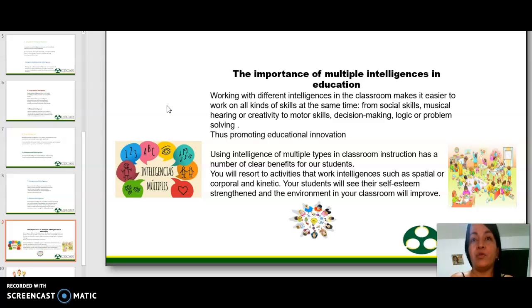Using multiple intelligences in classroom instruction has numerous and clear benefits for all students. You will enrich the activity, and the word intelligence should spark cooperative and kinetic learning. Your students will see their self-esteem strengthened, and the environment in your classroom will improve.